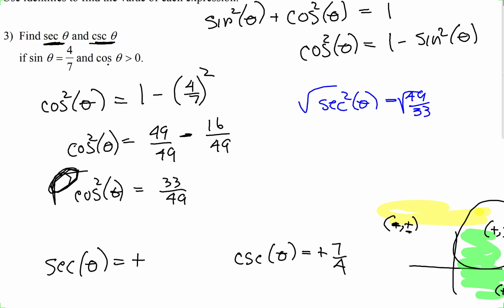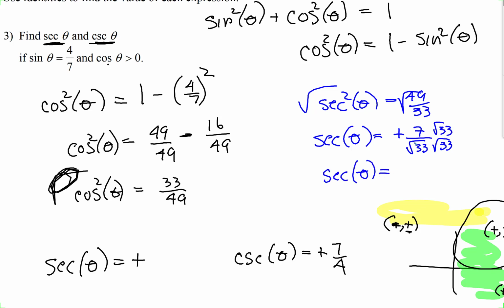Okay, so we're going to take the square root of both sides, and that will give us secant. And we know we're in the first quadrant, and everything's positive, so that'll be the positive version. So square root of 49 is 7. Well, square root of 33 is not a perfect square. So we have to multiply numerator and denominator by root 33. So 7 times root 33 is 7 root 33. And root 33 times root 33 is 33. So secant theta is positive 7 root 33 over 33.